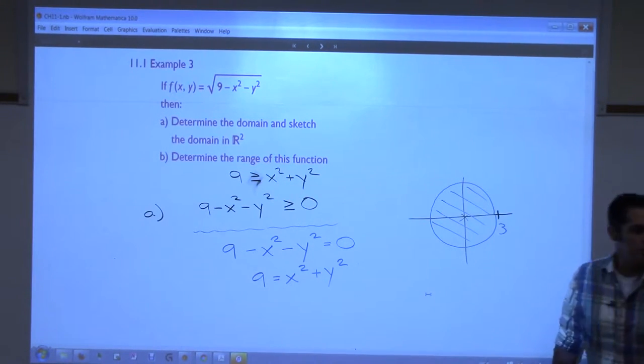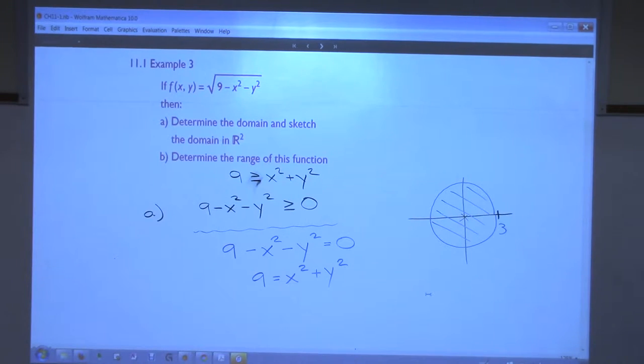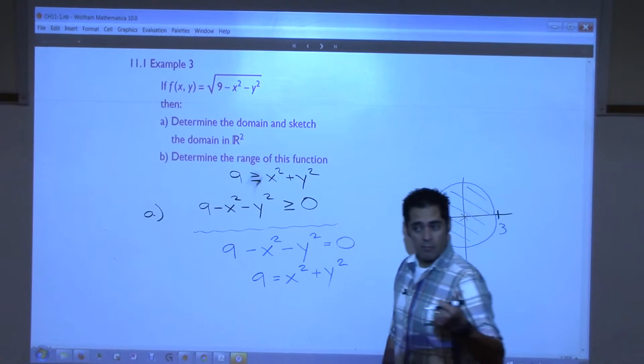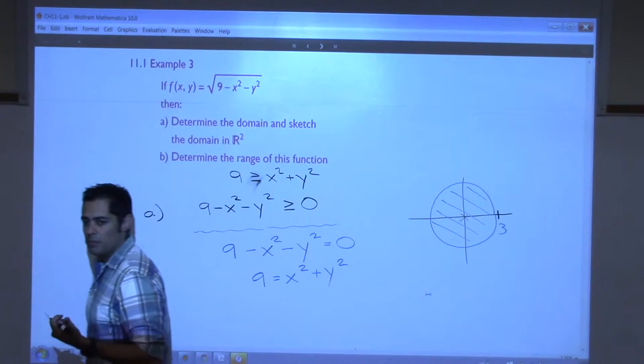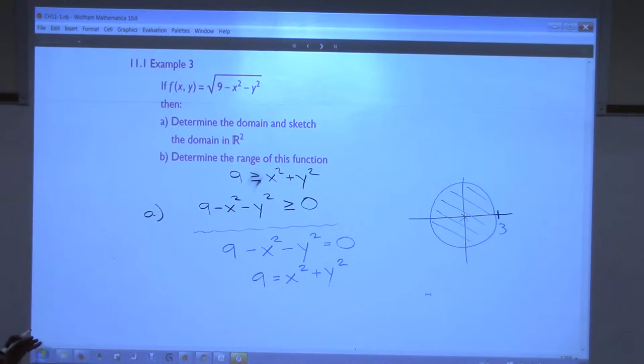All right, what about the range? This range is a little easier than the last one. Negative 3 to 3? Is it possible to get negative 3 out of that function? When you take the square root of a number, can it ever be negative? No, not unless we're doing imaginary numbers, which we're not, right?